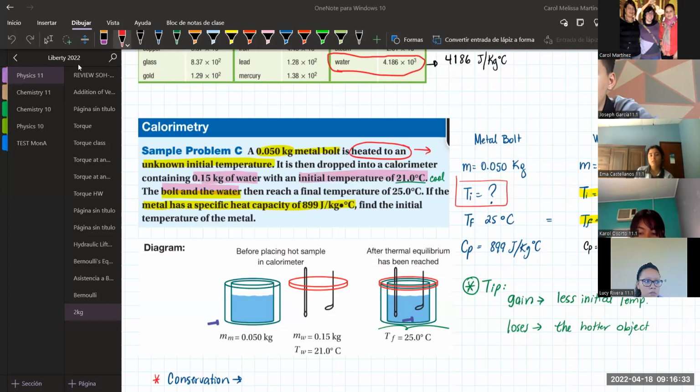So what happens with the temperature? The temperature increases, so this one, my water, is the one that gains, and my metal object is going to be the one that loses. Because why would you put the metal bolt in the water? Because you want it to get cooler. Okay, so that is the analysis that you do.